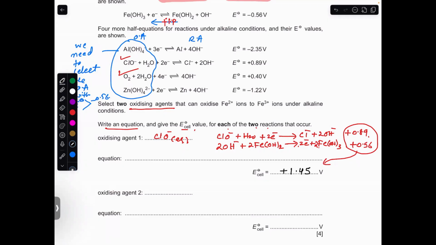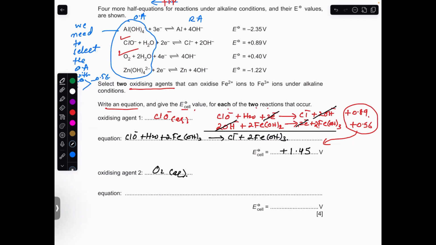Now, how to construct the overall equation? 2OH and 2 electrons cancelled. Anything the same on opposite sides would be cancelled. So what is your overall equation? ClO negative plus water plus 2Fe(OH)2, making chloride and 2Fe(OH)3. Perfect.